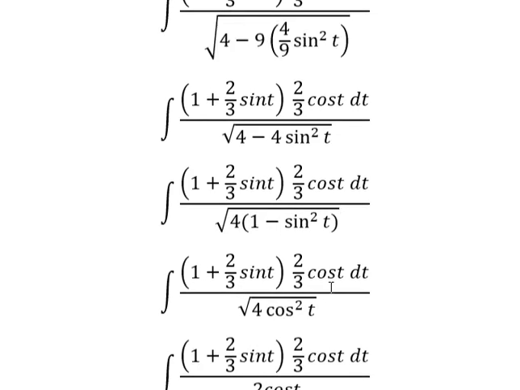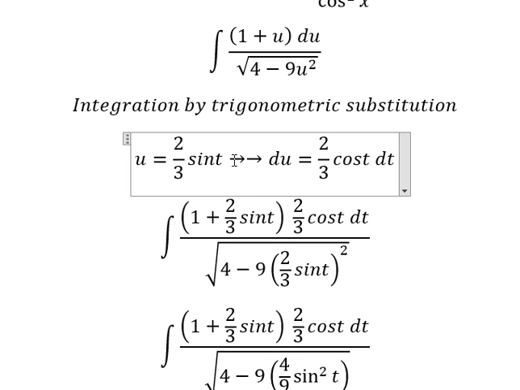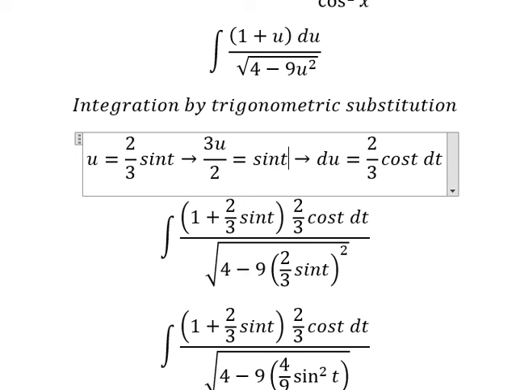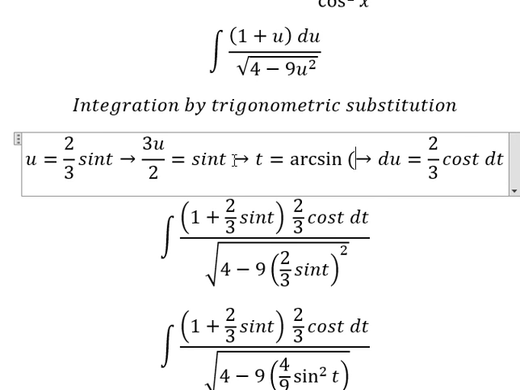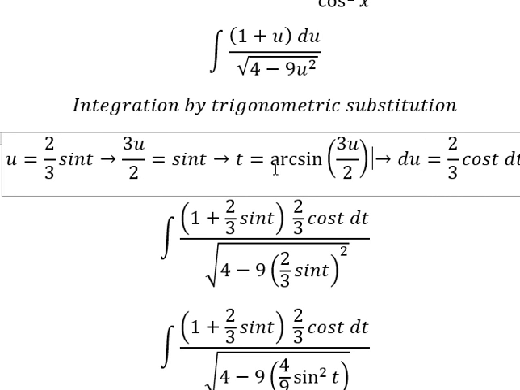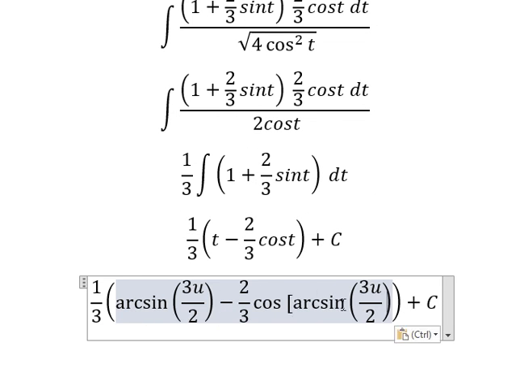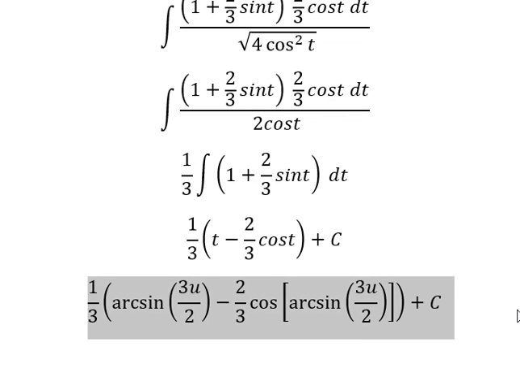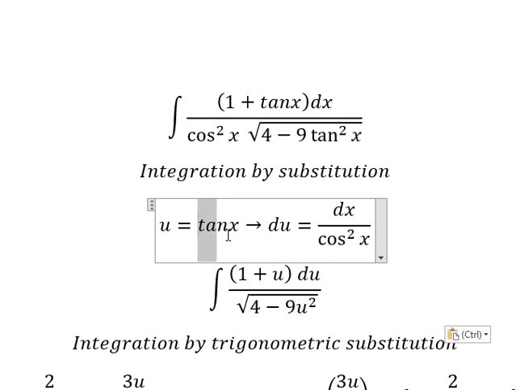About t, that is about this one. So we divide both sides by 2 over 3. And we have t equal to arc sine of 3u over 2. So I will put this one to change for t. About u, that is tan x.